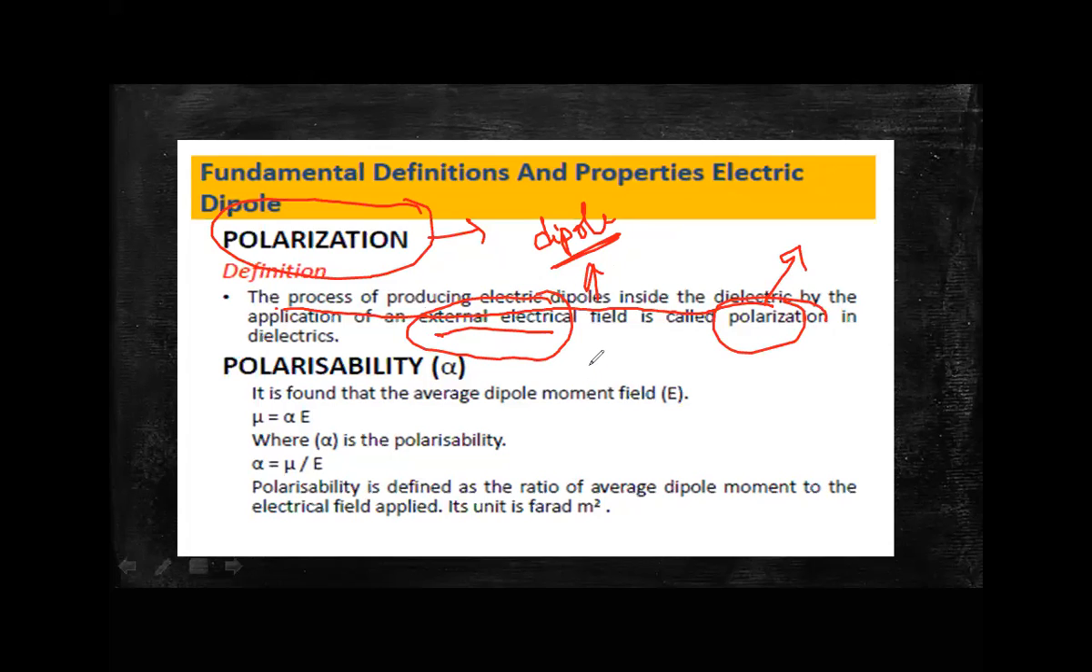Is it clear, Shishma? Yes, sir. So polarization is how many dipoles you are producing. How do we produce it? You have to apply the electric field. Which is the right material to produce the dipole? Dielectric material. So the process of producing the dipoles inside the dielectric by the application of electric field is called polarization. Remember that statement. Very important. You have to keep it in the brain.